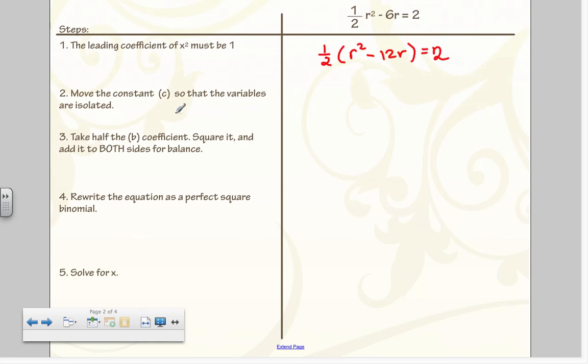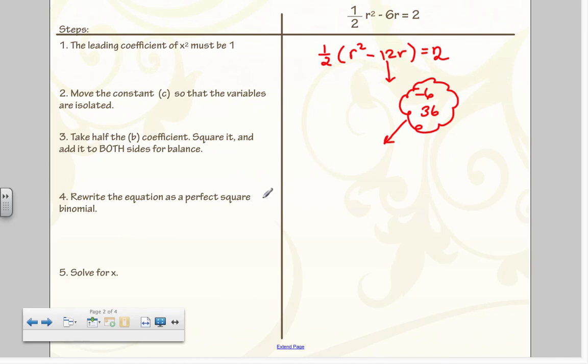Move the constant c so the variables are isolated. Oh, somebody already moved the constant c for me. It's on the other side. Take half the b coefficient. Okay, here's my b coefficient. Here's my little thought bubble. Half of negative 12 is negative 6. Square it, 36. Now, these pieces of information must come back into my equation.